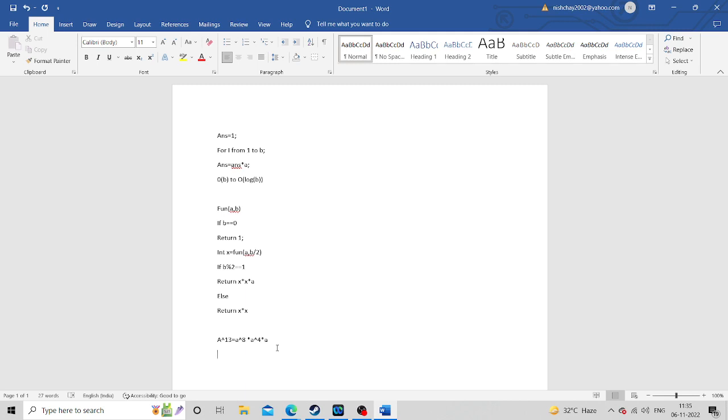So that is what we'll be doing. We'll keep on dividing b, that power. So b is initially 13. First we'll divide by 2. We find the remainder is equal to 1, right? So we'll multiply our answer with a. So now the answer will become a. Initially it was equal to 1. Now our answer will equal a, right?